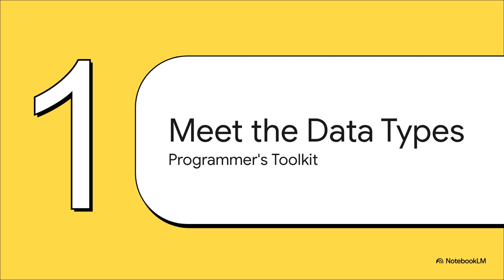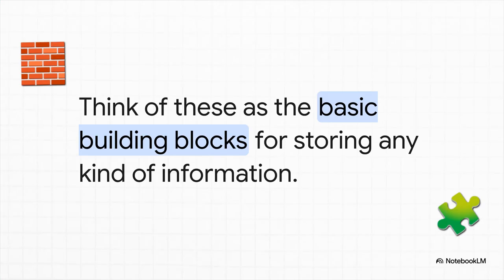Think of these data types as the absolute essential gear every programmer needs before they can even think about building something cool. It's kind of like Lego bricks. You have all these different shapes and sizes for different jobs. You can't build a massive, detailed castle with just one type of block, right? Well, it's the same idea here. You can't build a complex app with just one type of data.